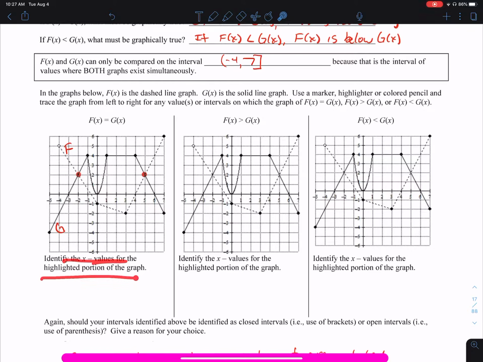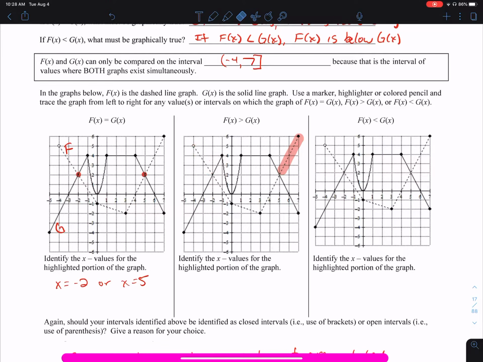Identify the x values for the highlighted portion of the graph. Well, that would be x equals -2 and x equals 5. When is f bigger than g of x? When is it higher? Let's highlight that. F is higher through here, and it's higher over here.